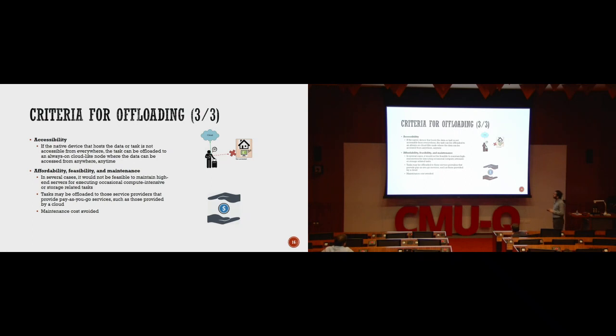Another reason would be accessibility. If I need to access some files that are on my home computer, I would put those files on a traditional cloud, which is accessible always over the internet. Another reason would be maintenance or affordability. For example, we have our own data center here at CMU, and that data center is used by some other universities within Education City. So they don't have to maintain their own data center. They are outsourcing stuff to us. They are offloading tasks to us, and then we are providing the services to them. So these are the main reasons.